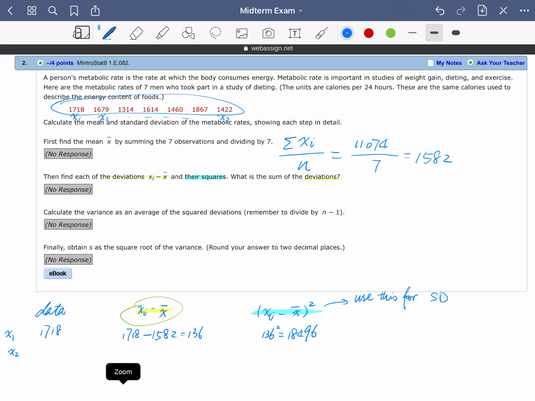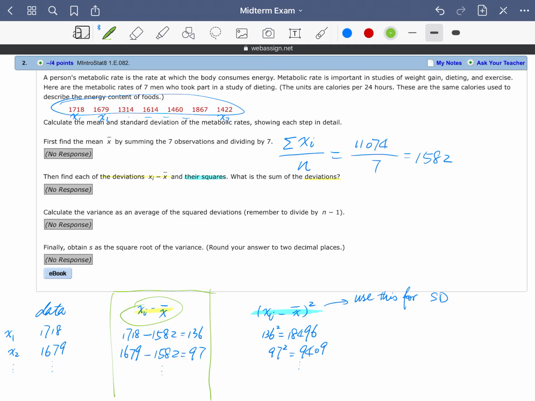And then you move to x2. So you have 1679. Do the same thing, 1679, subtract the mean, which gives 97. And then the square of that is 97 squared, which is 9409. Okay, so this is for the first two. You do this all the way to the last one. And the question asks, what is the sum of the deviation? So you are asked to find the sum of this column, not the squared column there.